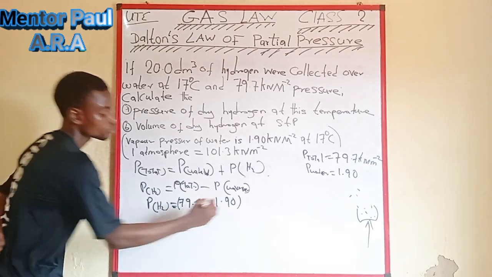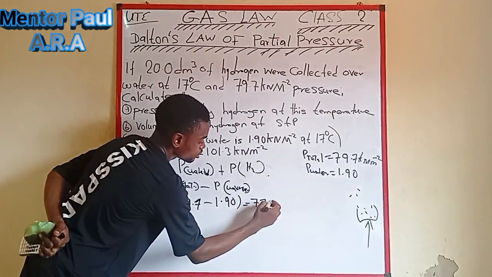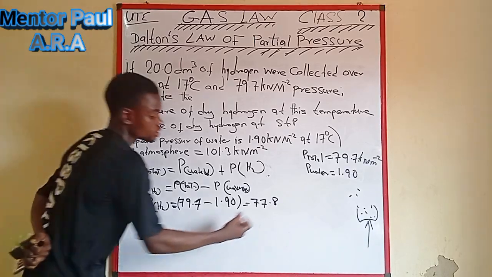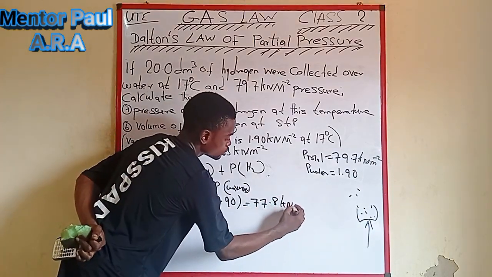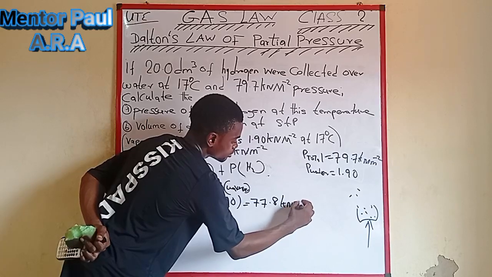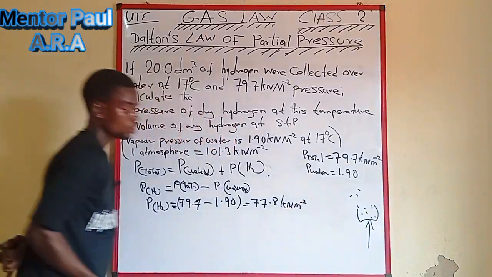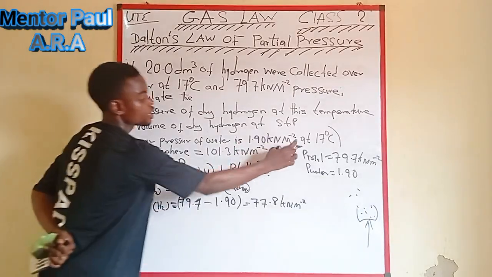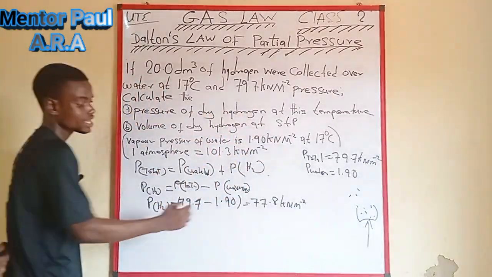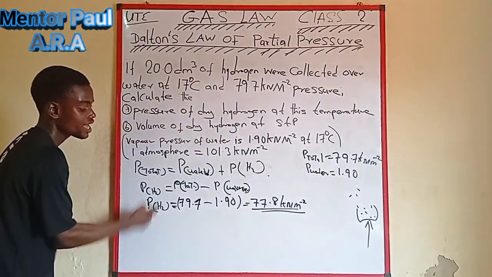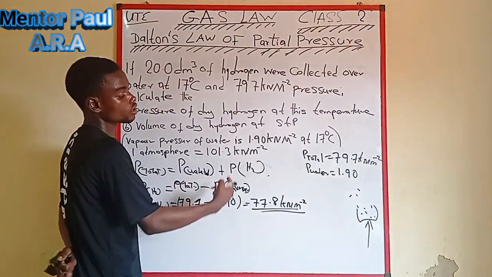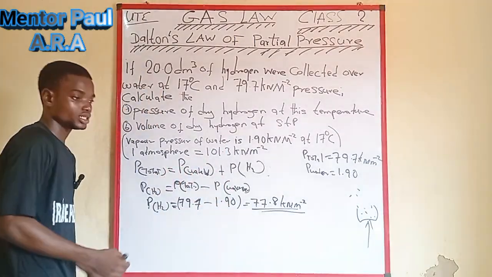This minus this will give you 77.8, and pressure is measured in kilonewton per meter square. This is a higher pressure, that's why we put it in kilonewton per meter square. So this is the pressure of dry hydrogen. Hope you understand. From the formula we have gotten the pressure of dry hydrogen.